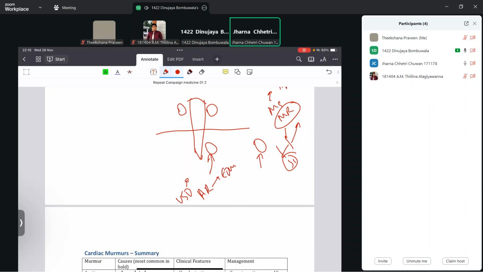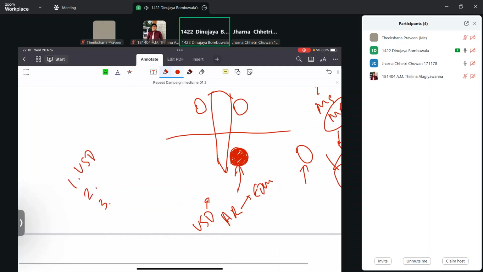What are the systolic murmurs? If there is a pansystolic or systolic murmur here, what are the possibilities? There are three possibilities. This can come as a short case, that's why I'm asking. One is VSD. What else? Tricuspid regurgitation. And another one is posterior cusp MR.